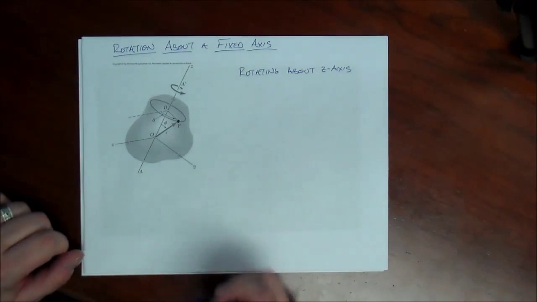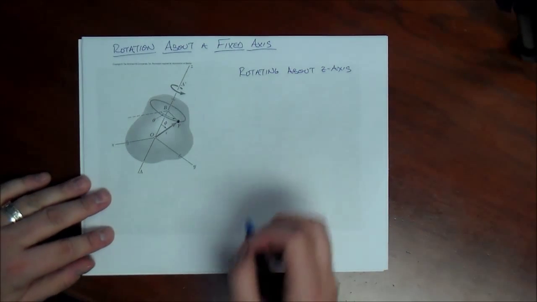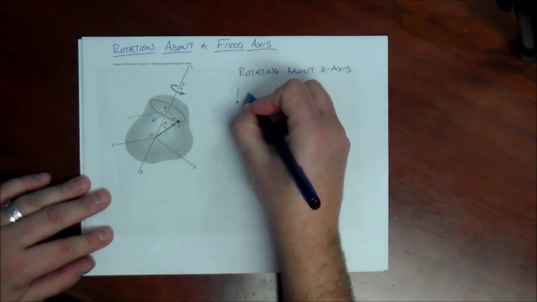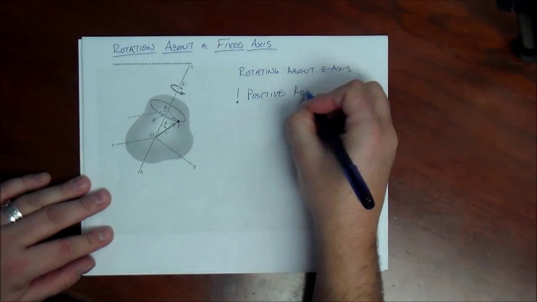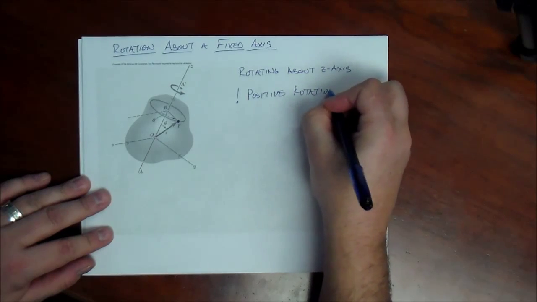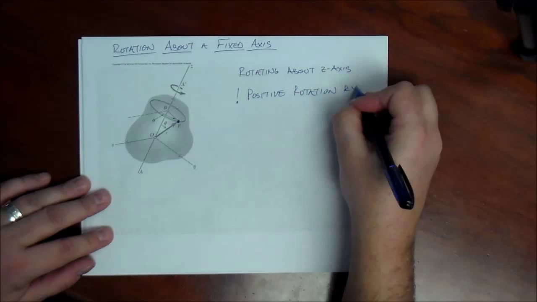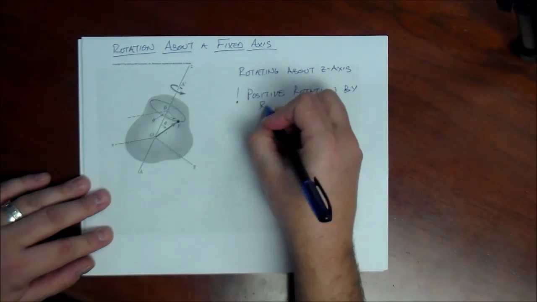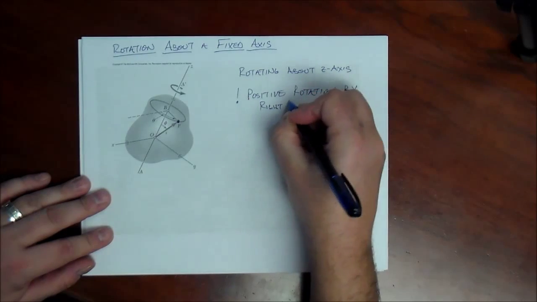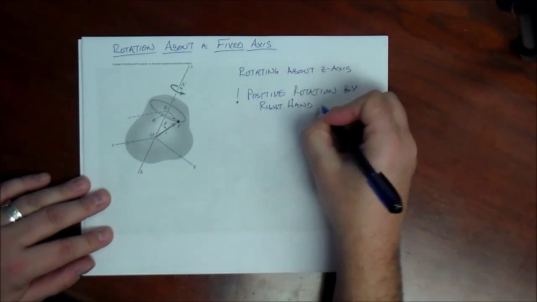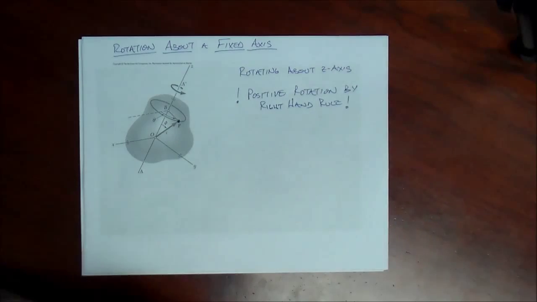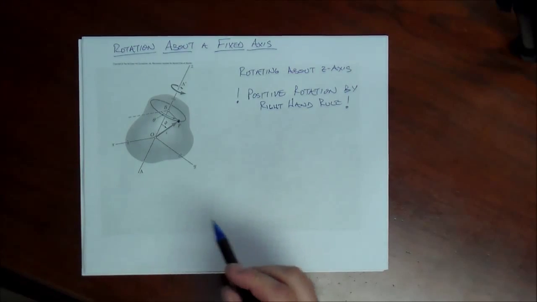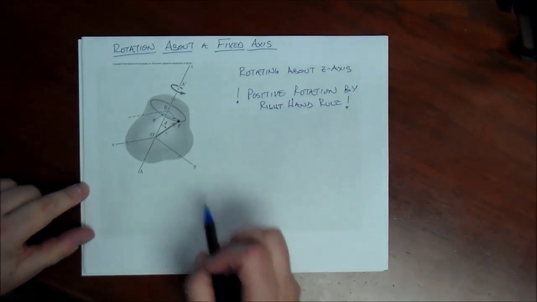When we talk about rotation about a fixed axis, one thing that's important is you determine the positive rotation direction by the right-hand rule. So more on that in a moment. Okay, so we have this body rotating about a fixed axis.